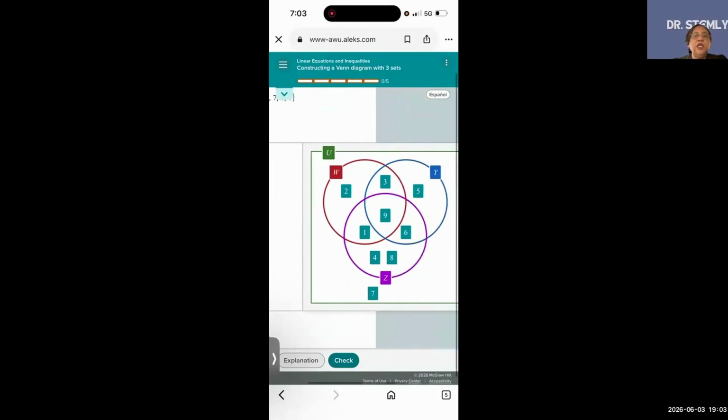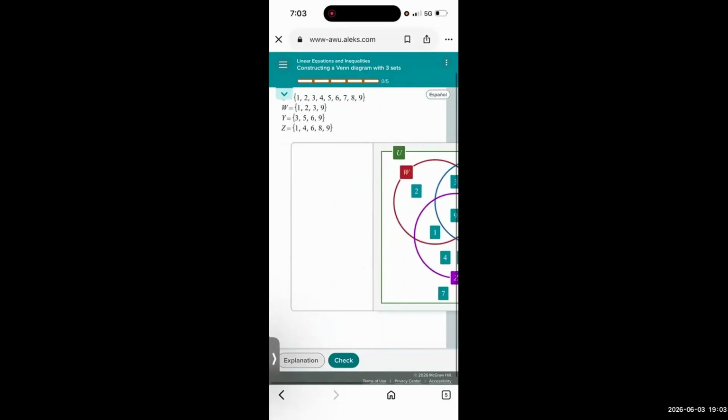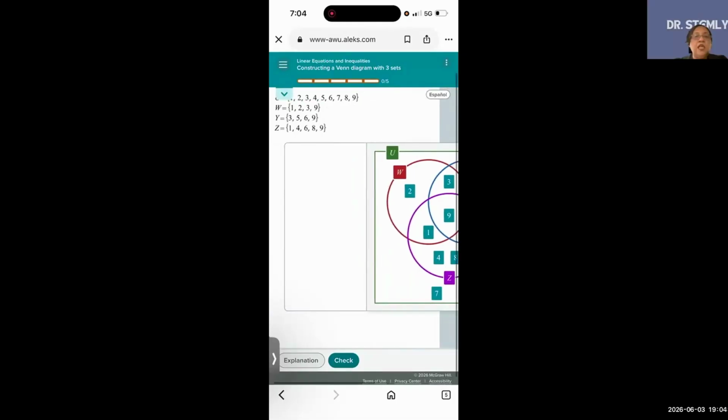So you see that every set has the 9 in it, right? You see that W, Y, and Z all have 9. That's why the 9 is in the middle. Okay, and then Z has a little bit of everybody. But singularly, it has 4 and 8. And then W and Z have 1. That's why they share the 1.